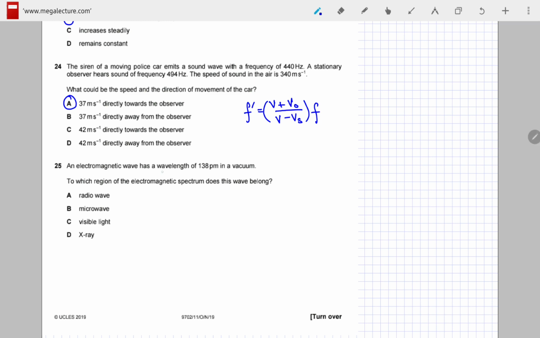25. An electromagnetic wave has a wavelength of 138 picometer in vacuum. To which region of this electromagnetic spectrum does this wave belong? Well, we know that X-rays belong in the region which is from 10 picometer to 10 nanometer, right? So which means that 138 picometers should lie within the X-rays range. So the correct option is option number D.